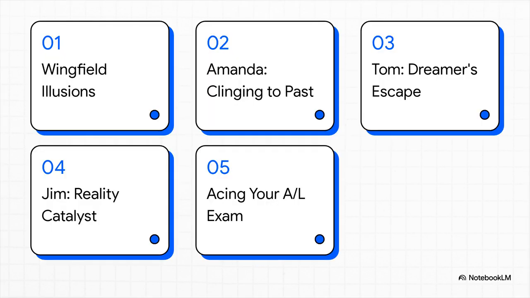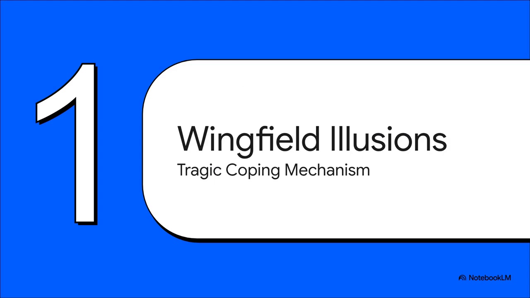Here's a quick roadmap for today. We'll cover the Wingfield family illusions, Amanda's need to cling to the past, Tom's search for escape, Jim's role as the reality catalyst, and finally, how to synthesize all this for your exam. Let's kick things off with Section 1, the Wingfield family illusions, and their deeply tragic shared coping mechanism.